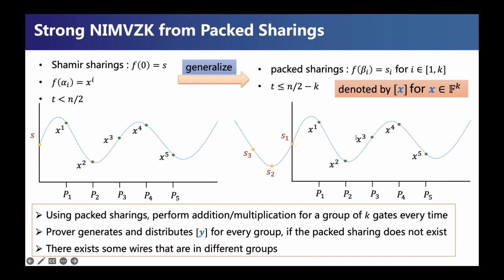When using packed sharing in strong NIMVZK protocol, we can perform addition or multiplication operation for a group of K gates every time. If the packed sharing does not exist, the prover needs to generate and distribute Y for every group. There exist some wires that are in different groups, thus we need to prove consistency of wire values in different groups.